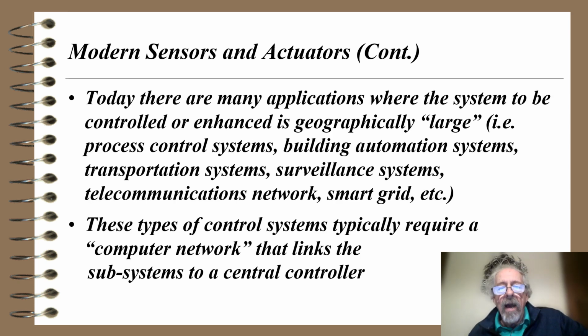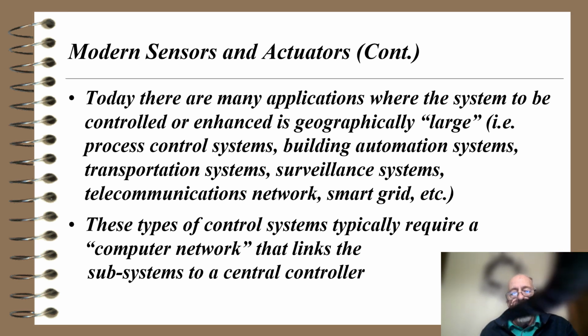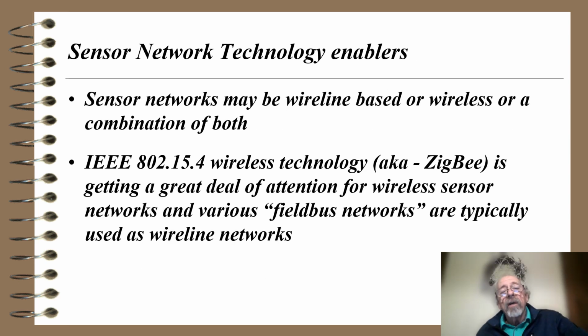Today, there are many applications where the system to be controlled or enhanced is geographically large. Things like process control systems, building automation systems, transportation systems, surveillance systems, telecommunications networks, smart grid, and so forth. These types of control systems typically require a computer network that links the subsystem to a central controller. Sensor networks may be wireline based or wireless or a combination of both.